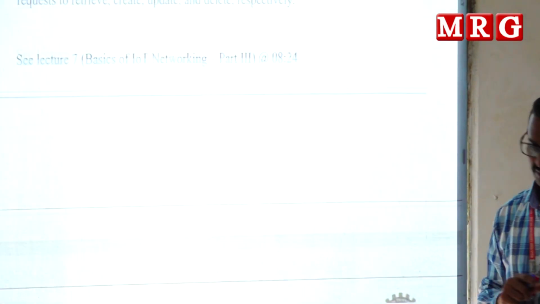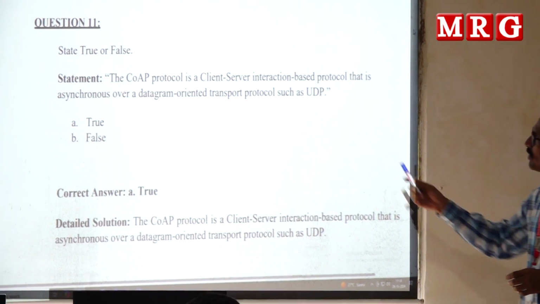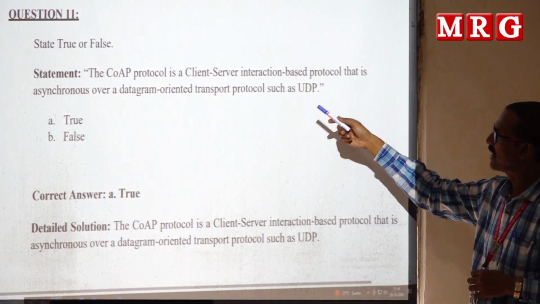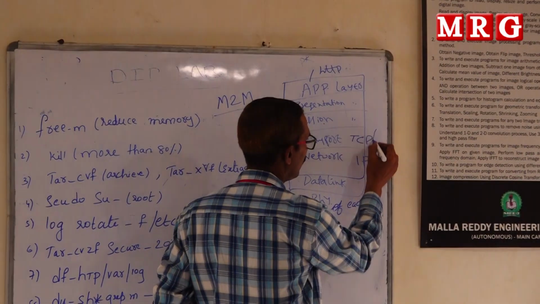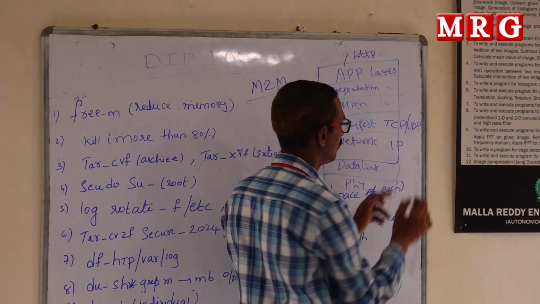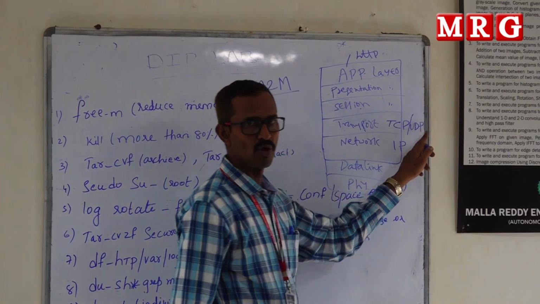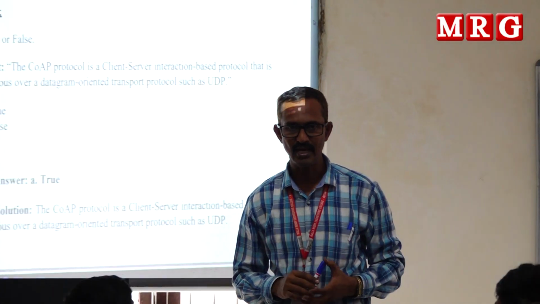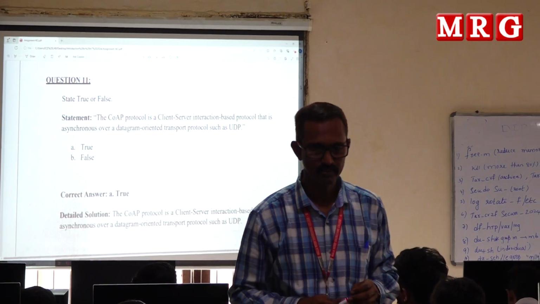Next. The CoAP protocol is a client-server interaction based protocol that is asynchronous, using a datagram-oriented transport protocol such as UDP. In the transport layer, sometimes we use UDP also. Transmission Control Protocol is TCP, and User Datagram Protocol is UDP.